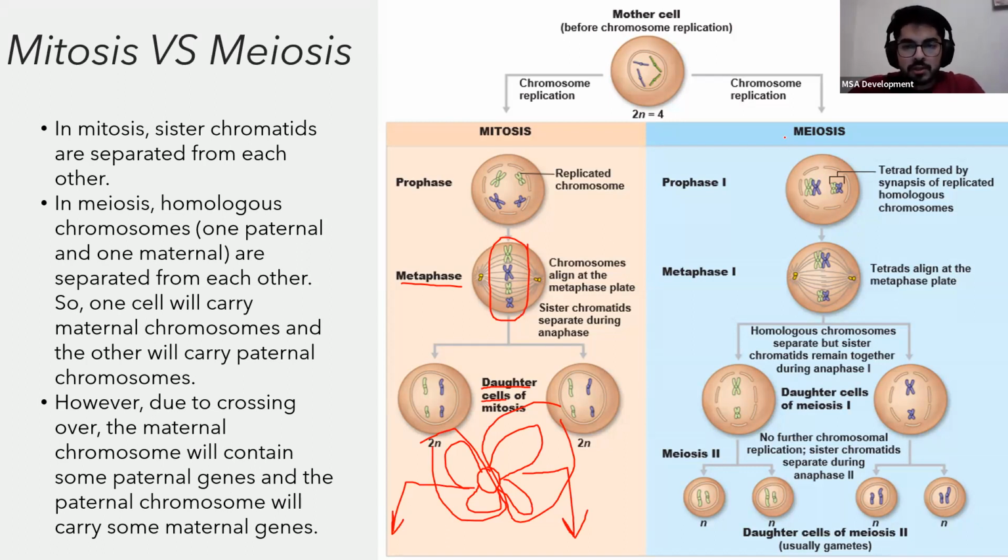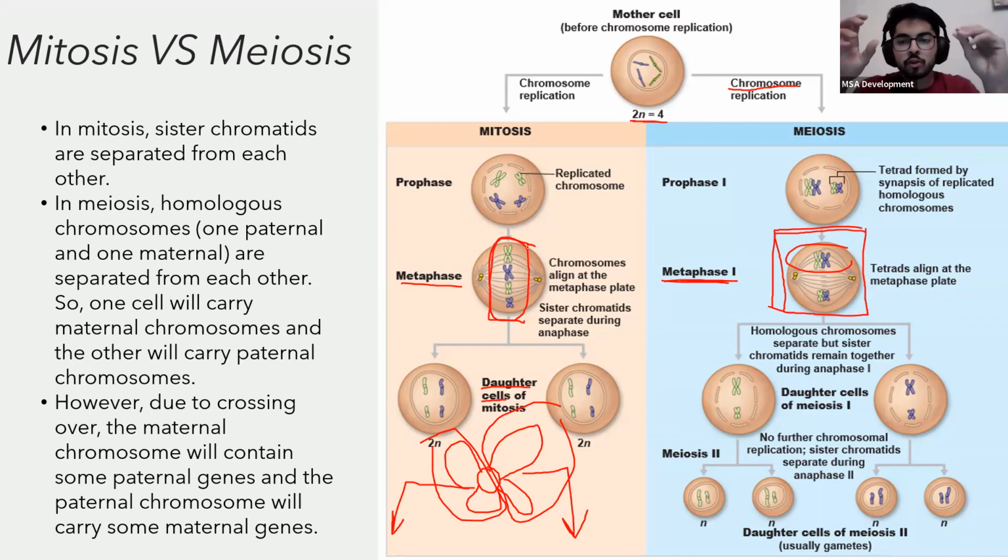What about in meiosis? So in meiosis, we also start with a 2N cell. The chromosomes are going to replicate, but then the chromosomes are going to align during metaphase 1. We said that meiosis consists of two divisions, meiosis 1 and meiosis 2. So during metaphase 1 of meiosis 1, okay, the chromosomes are also going to align in the middle. But as you can see here, the way they are aligned in meiosis is different than the way they are aligned in mitosis.